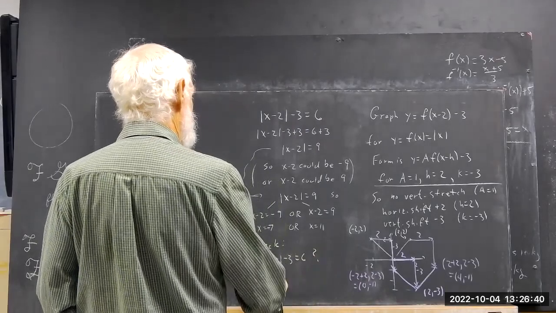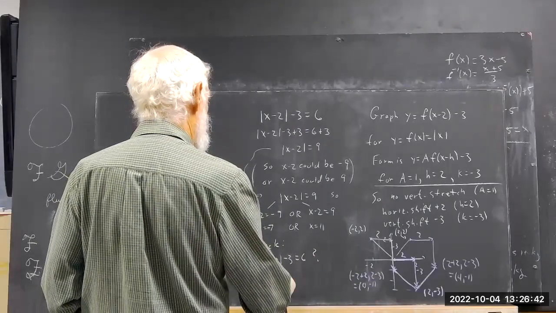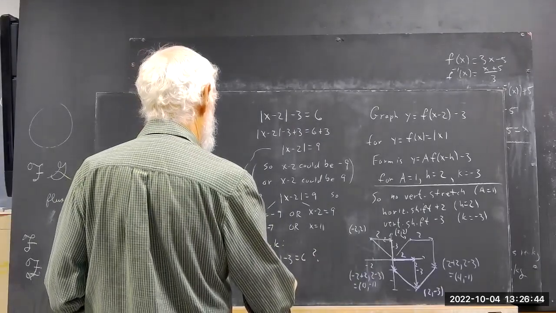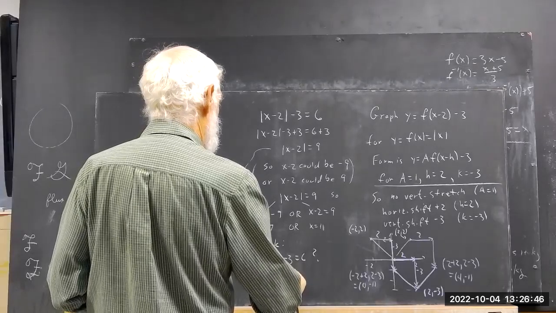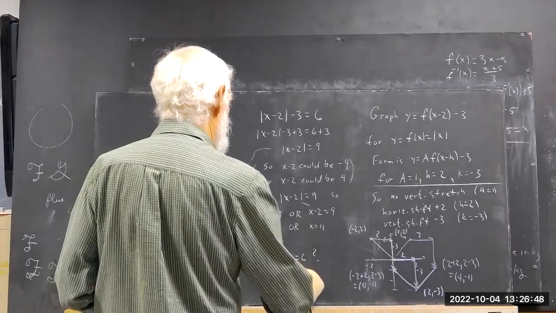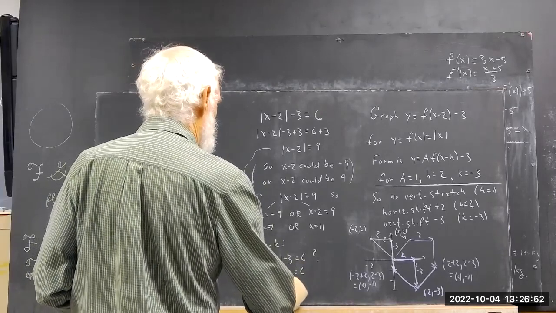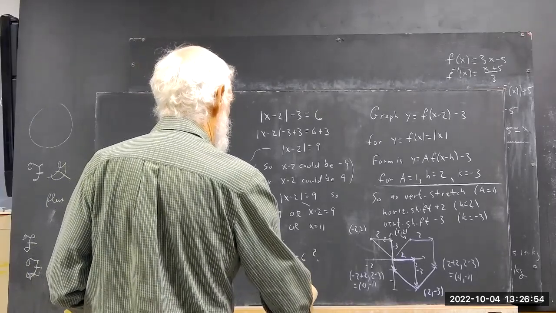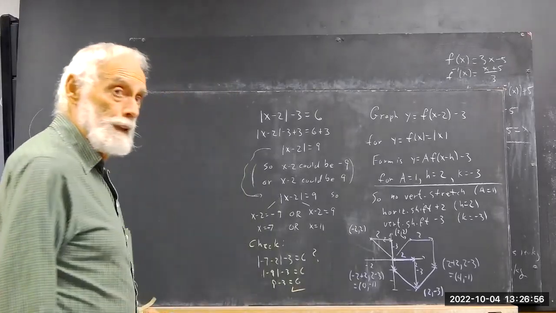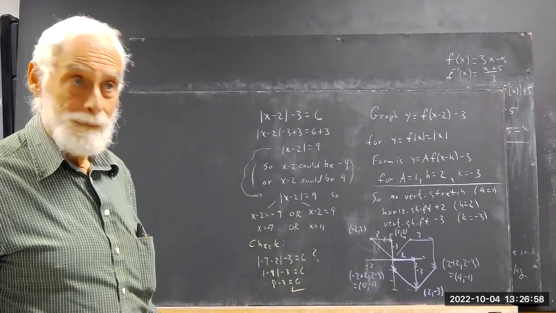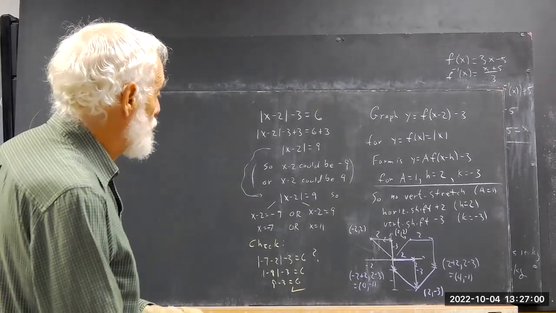Is this true? Well, absolute value of -9 minus 3 is 6. 9 minus 3 is 6. And we know that's true. So that checks. Okay. Now we could check 11 also.